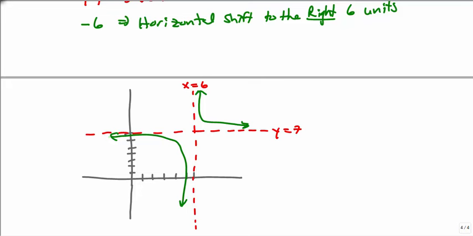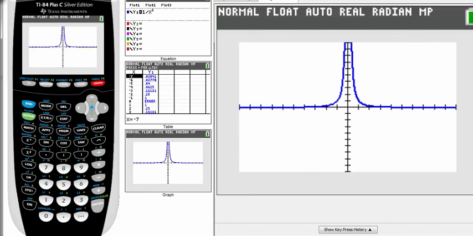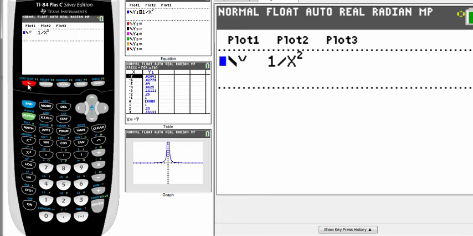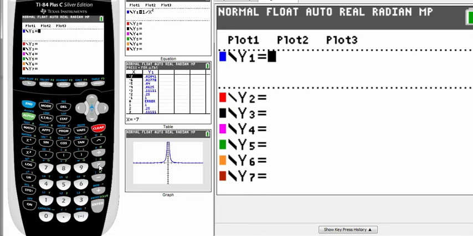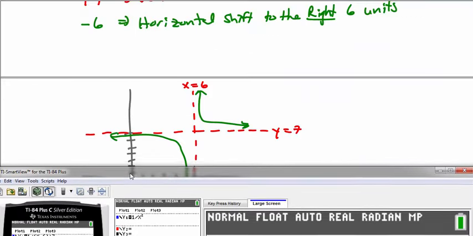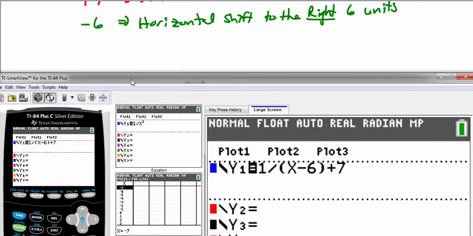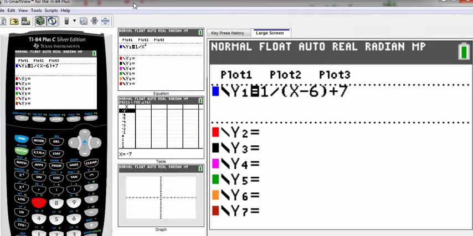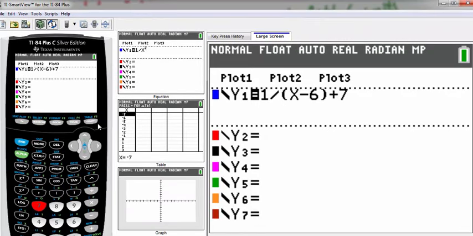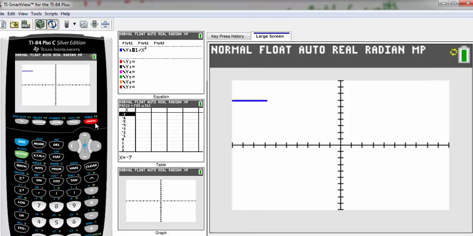So let's go ahead and graph this as well to compare our graph with what our calculators will show us. So I need to take 1 divided by, this denominator needs to be in parentheses, so I have x minus 6, and then I have that plus 7 for my shift. Yep, shift to the right 6 units and up 7 units. So let's go ahead and hit graph, and again we might have to adjust our window around a little bit here.